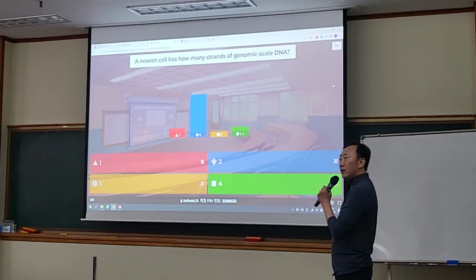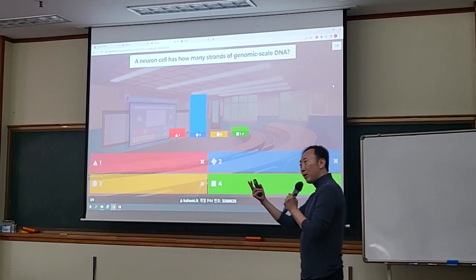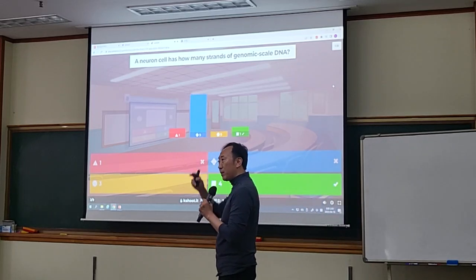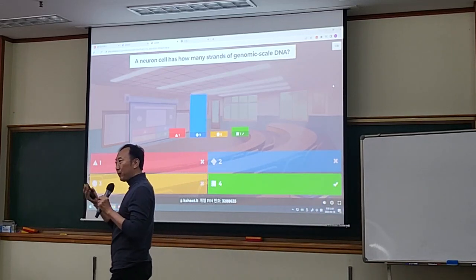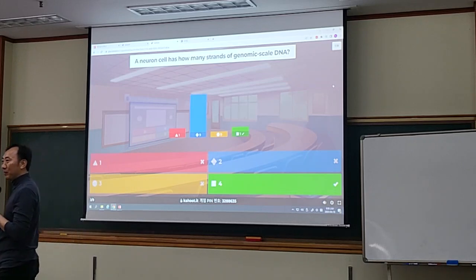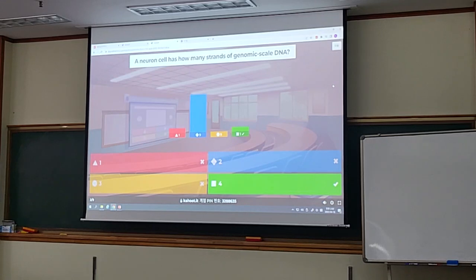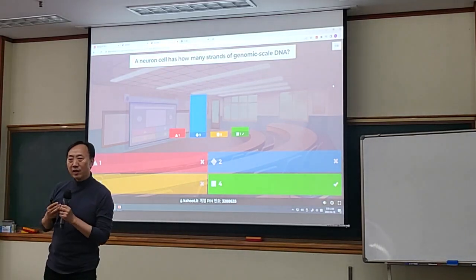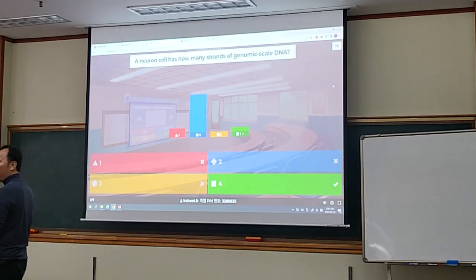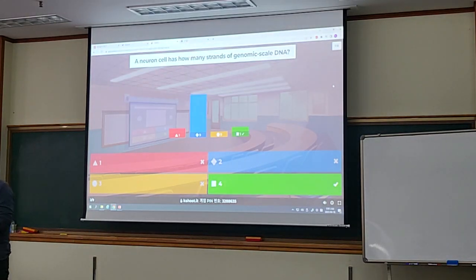Is it two strand? It's two copies, 2N, it's a double helix. If you separate them, it's four strand, isn't it? If it's single strand, that's four strand, right? Most of the problems you guys solved quite nicely. This problem, nobody got the right answer, as I expected.